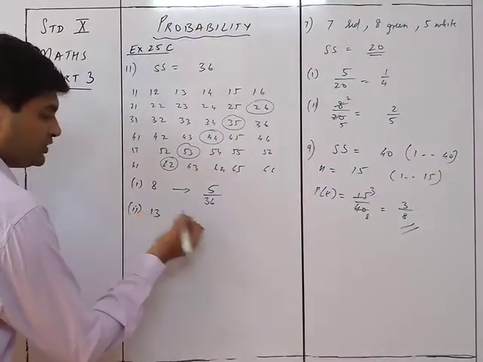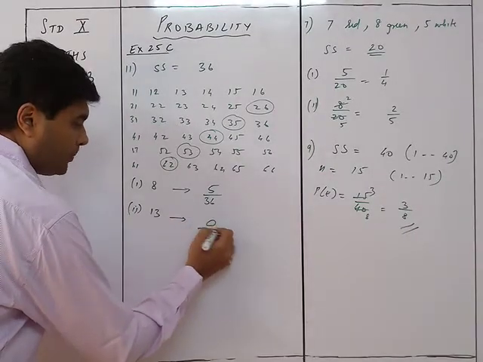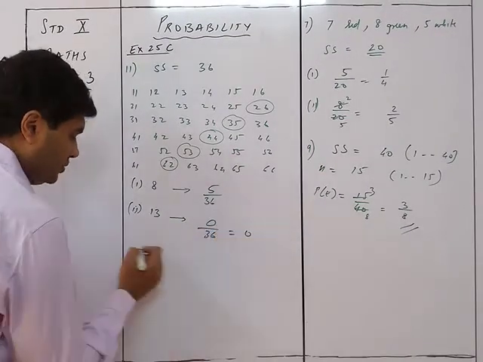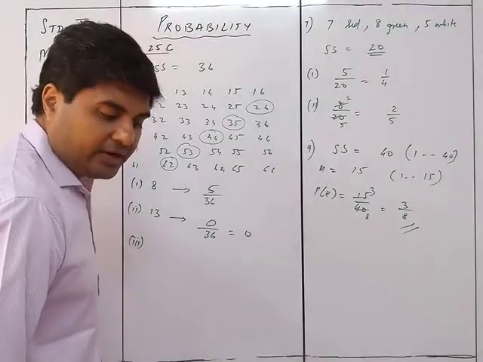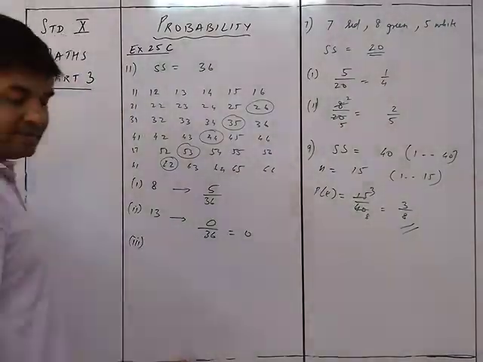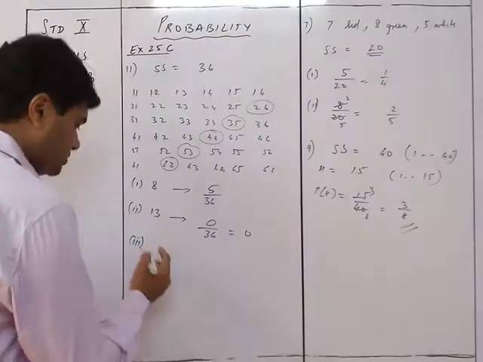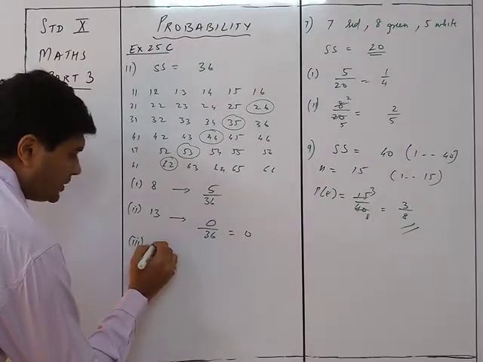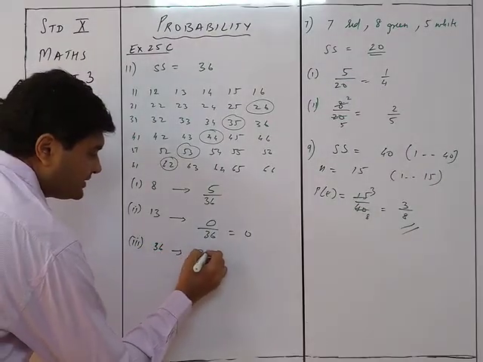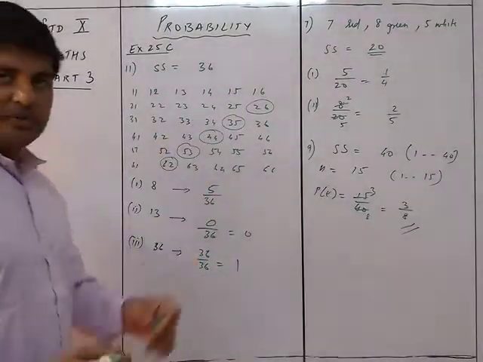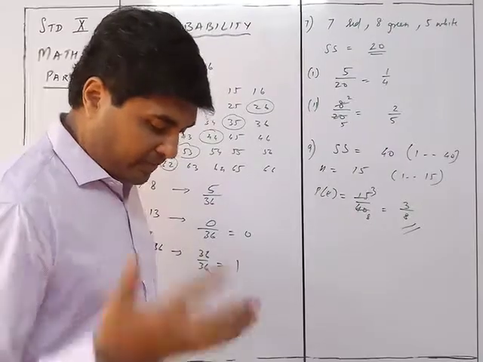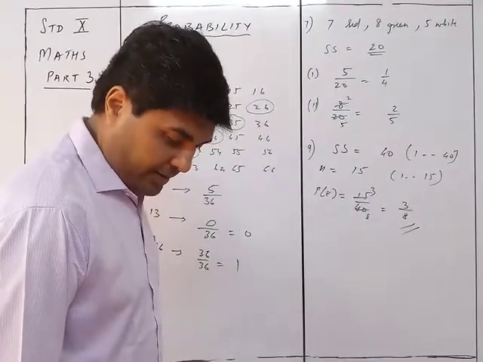So 13 of course is not possible, so it will be 0 upon 36 is equal to 0. The third one is going to be less than or equal to 12. So less than or equal to 12 will be all the numbers, so it will be 36. That is 36 upon 36 is equal to 1. If I knew that only this one was there, I would have not written everything. But anyway, let's go ahead.